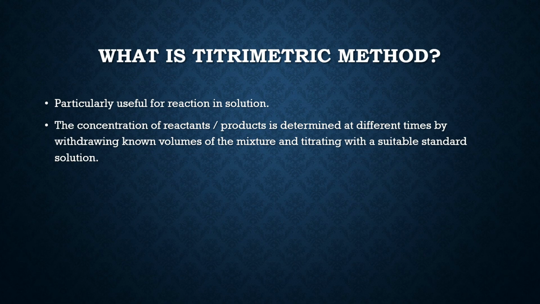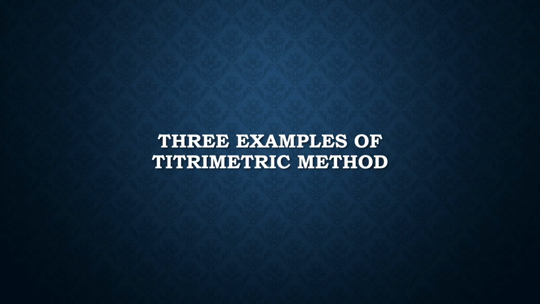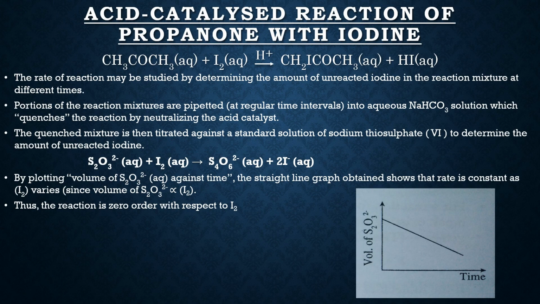The titrimetric method is a method that is particularly useful for reactions in solution, as the concentration of the reactants or the products is determined at different times by withdrawing known volumes of the mixture and titrating with a suitable standard solution. Now, let's take a look at three examples of the titrimetric method. The first example is an acid catalyst reaction.